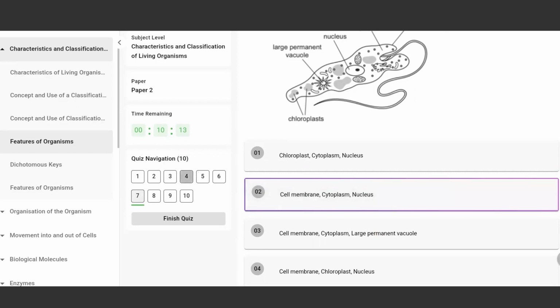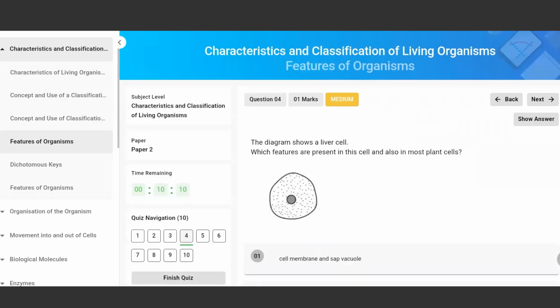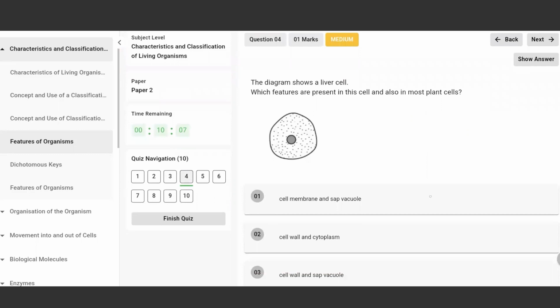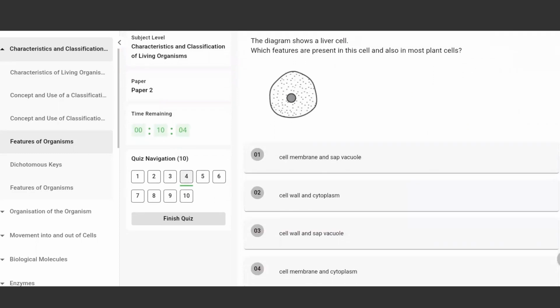Let's take a look at one more question before wrapping up. So here's our second question. The diagram shows a liver cell. Which features are present in this cell and also in most plant cells? So if we talk about a liver cell, we know that this is an animal cell. So they're basically asking you for the structures that are common between an animal cell and a plant cell.